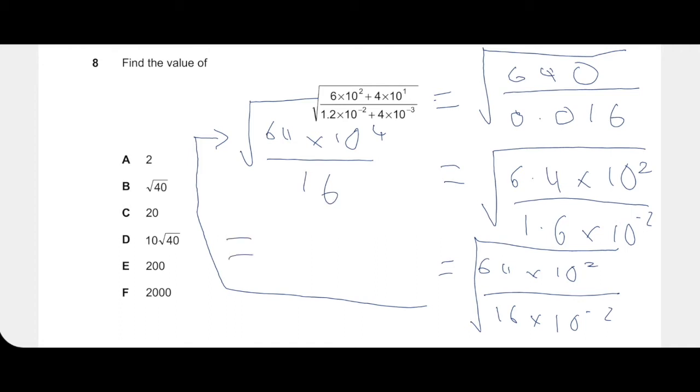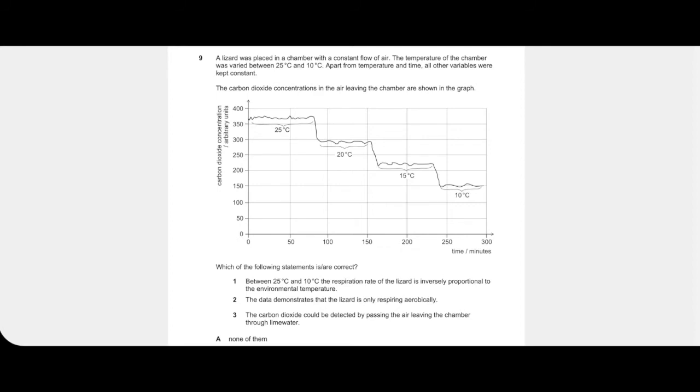And now I'm going to just get rid of the square root. I have two square numbers on the numerator and denominator, so that's very easy to square root. So that's going to be 8 times 10 to the power of 2, because 8 times 8 is 64, over 4, because 16 is 4 times 4. And now I'm just going to cancel this, put this as 2, because 8 divided by 4 is 2, and 2 times 10 to the power of 2 is 200, and therefore the answer is E, and that's question number 8 completed.